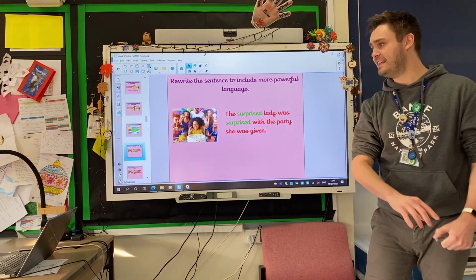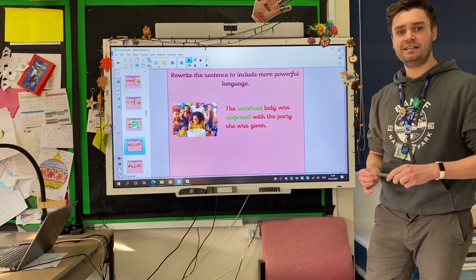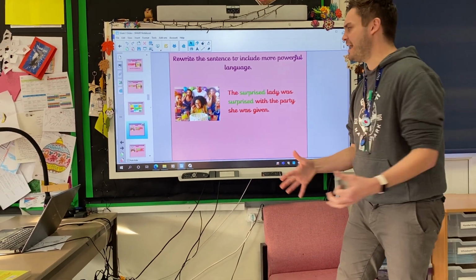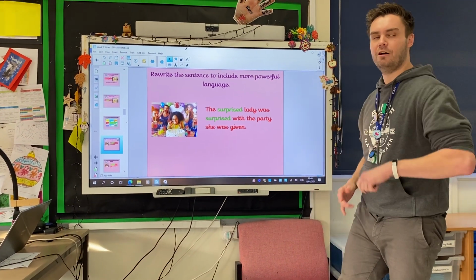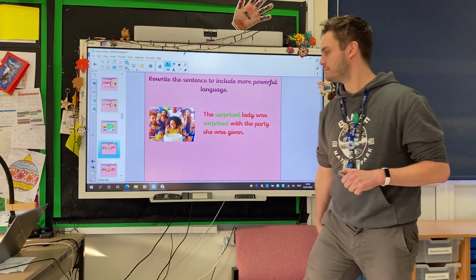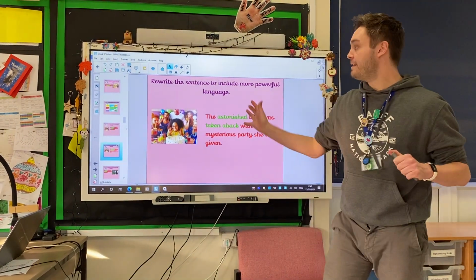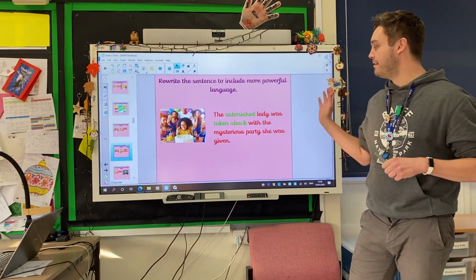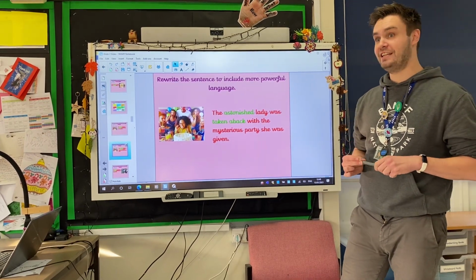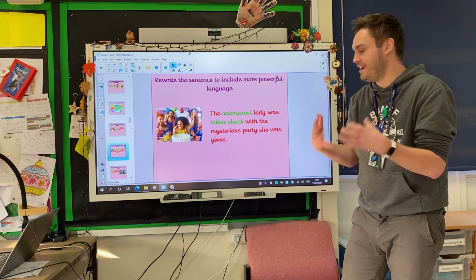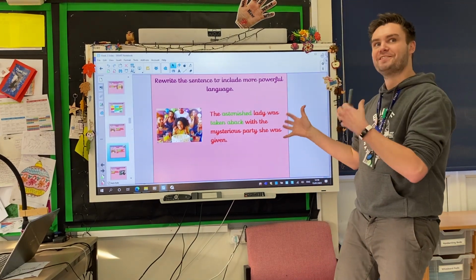The surprise lady was surprised with the party she was given. Use that word mat. Make me have more of an emotional reaction to it. It's quite boring right now. Off you go. I'll see you in a bit. There are numerous options you could have gone for, but I went for the astonished lady was taken aback with the mysterious party she was given. It just gives a much bigger emotional impact of, yeah, that's quite a surprising thing to happen.